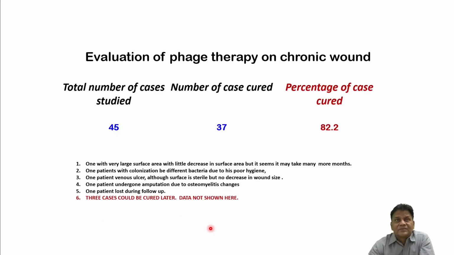So in this study, we took a total of 45 cases, and out of them 37 cured. The cure rate was 82.2%. The 6 cases which we missed, there were so many reasons. One was the vascular region. One patient undergone amputation without informing us. One patient was lost. So there were many things. And one person was a chronic alcoholic and not maintaining the proper hygiene. So after one bacteria, another bacteria was infecting that wound. So that's why it failed.